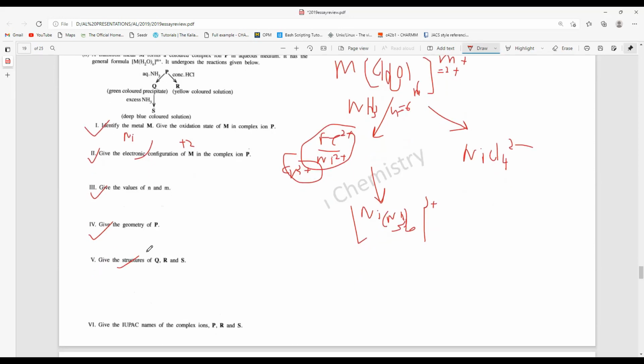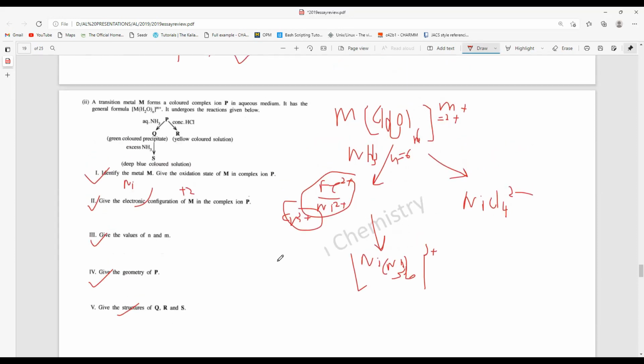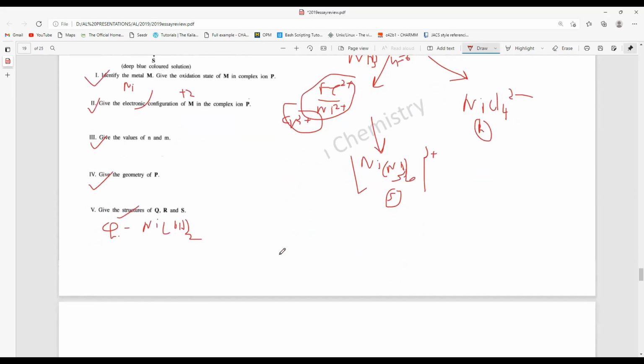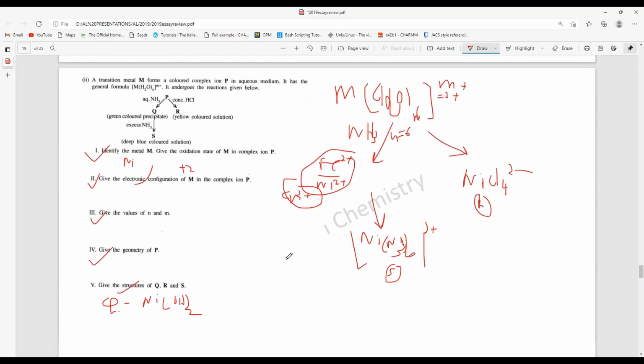Give the structures of Q, R, S. So what is Q? Q is the green color precipitate, so Q is nickel hydroxide. And R is NiCl4 2 minus. And S is hexaammine nickel 2 plus. Okay, so that is the end, I guess.